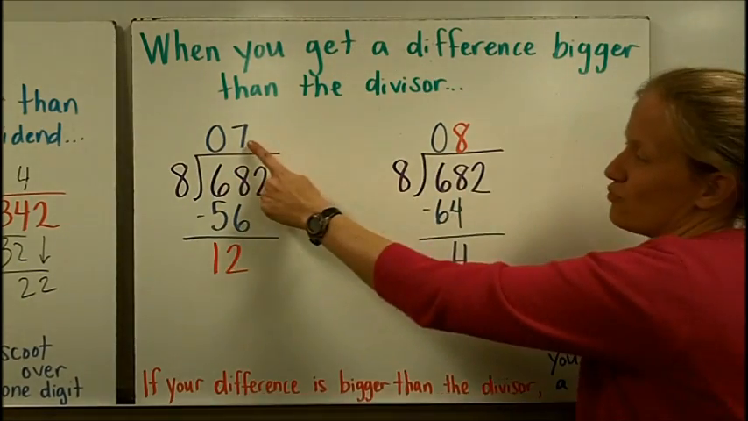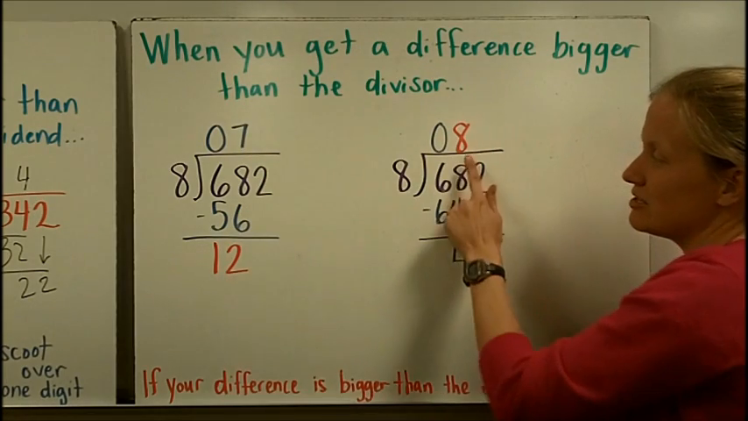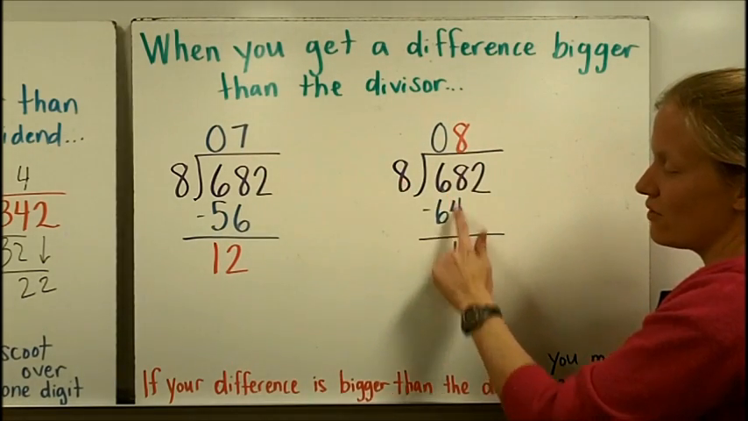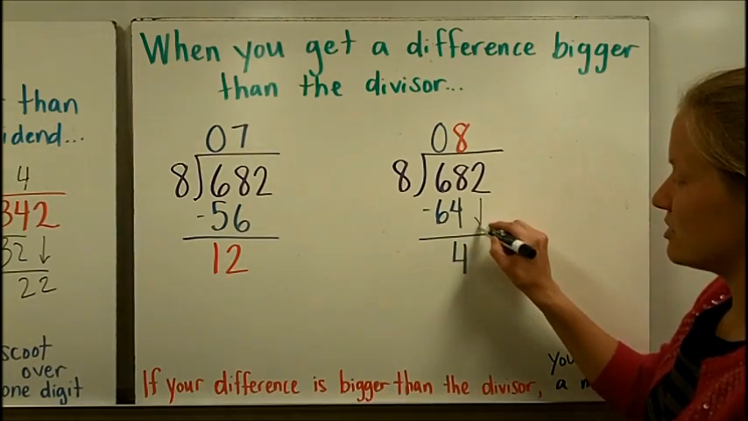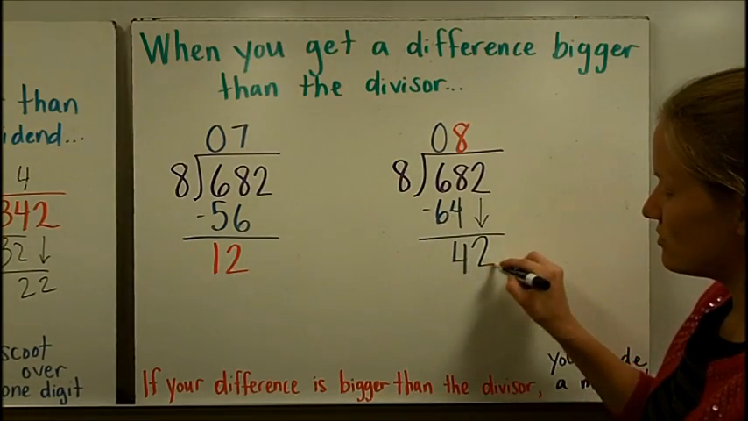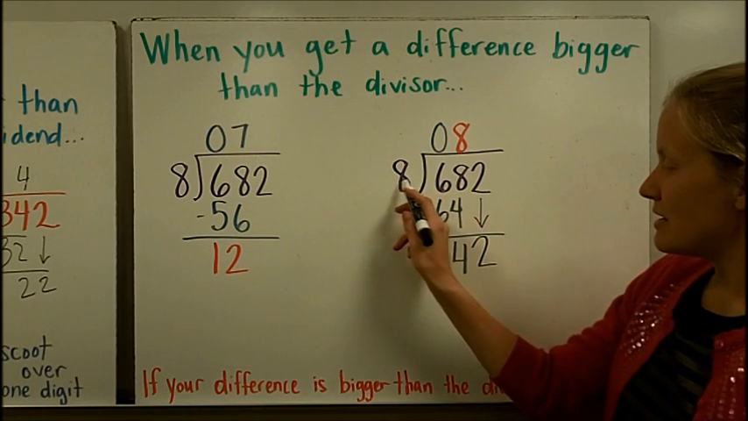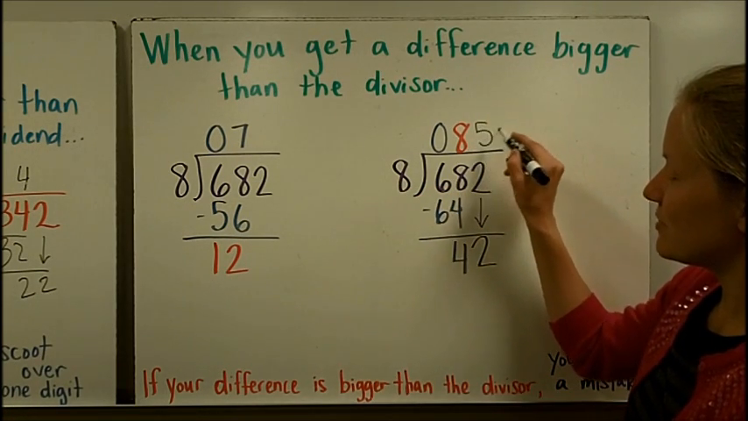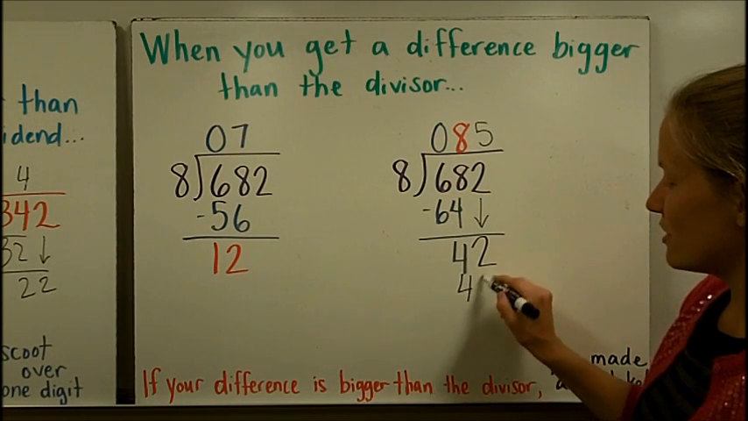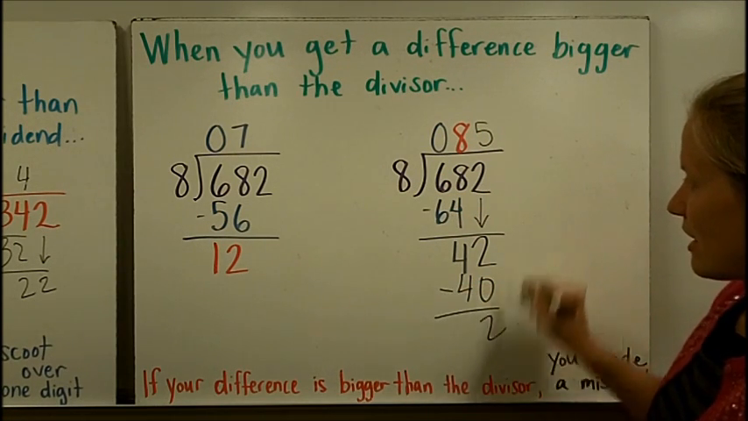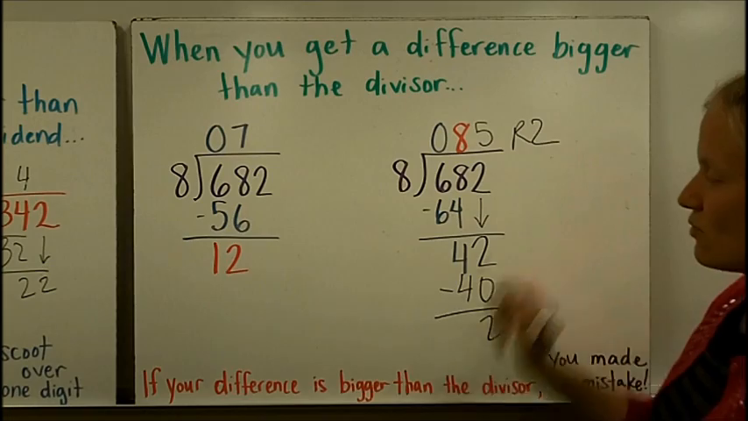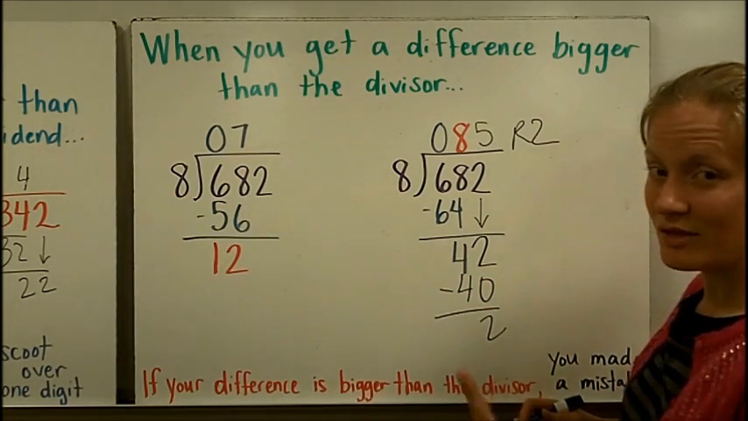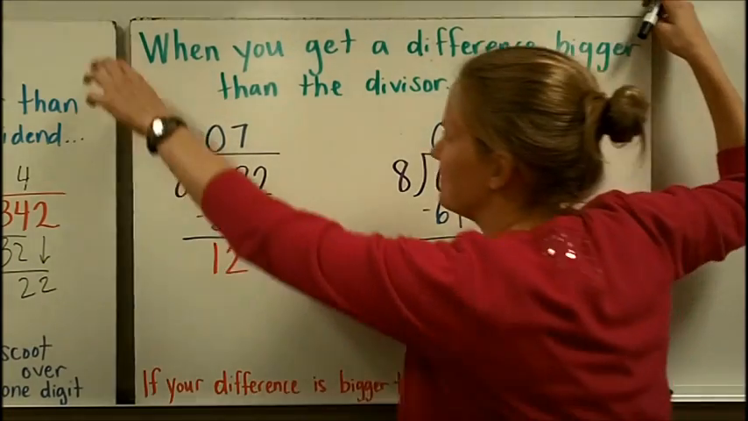So we would need to realize we made a mistake and change that 7 to an 8. Then we would do 8 times 8 is 64, subtract, and finish the problem like normal. Bring down the 2, and then 8 can go into 42 5 times, because 8 times 5 is 40, and then I would have a remainder of 2. So watch out for differences that end up bigger than your divisor. Realize you've made a mistake if you do that.